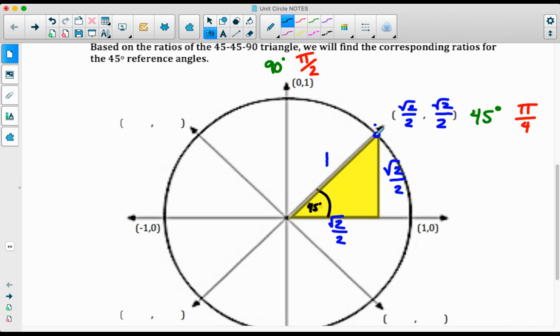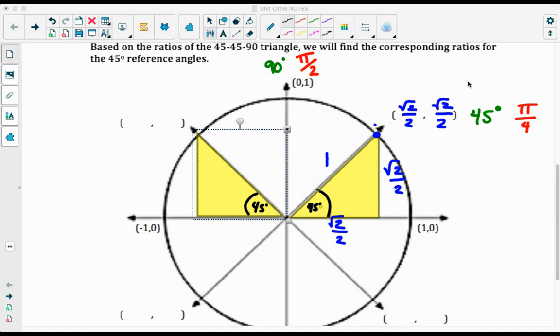We are going to take this triangle, and I'm going to do this once. We're going to flip it and move it over here. So now this reference angle here is 45 degrees. Well, what angle actually corresponds with that 45 degrees? It will be 135 degrees. In terms of radians, that is 3 pi over 4 radians.